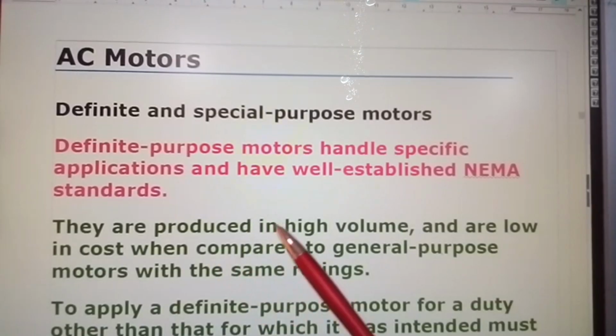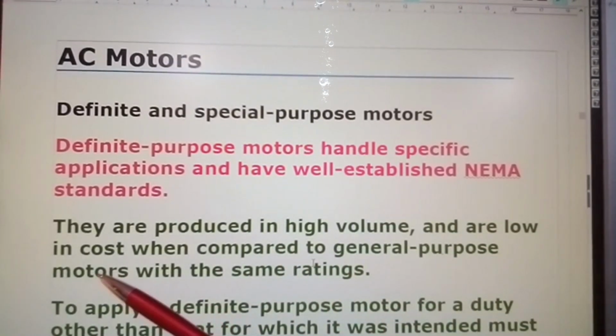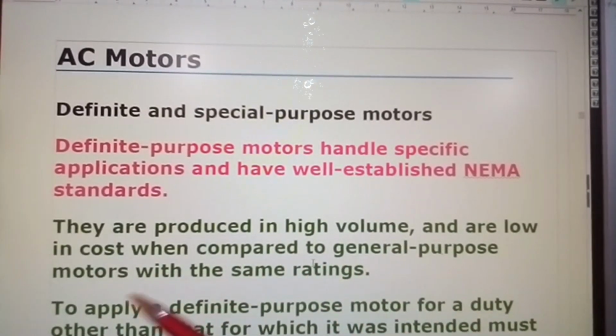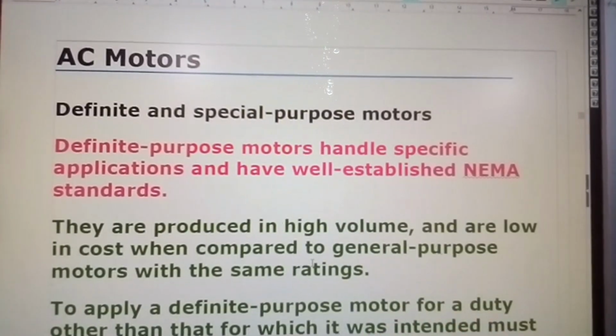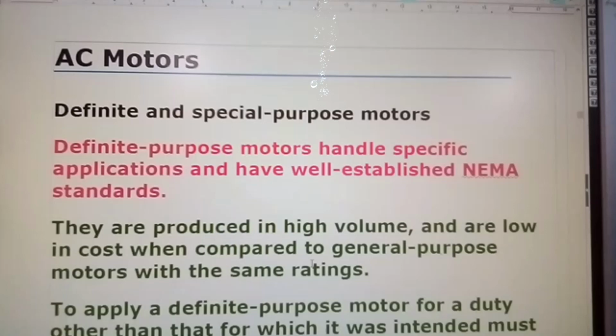Now they are produced in high volume and are low in cost when compared to general purpose motors with the same ratings. To apply a definite purpose motor for a duty other than that for which it was intended must be carefully considered.